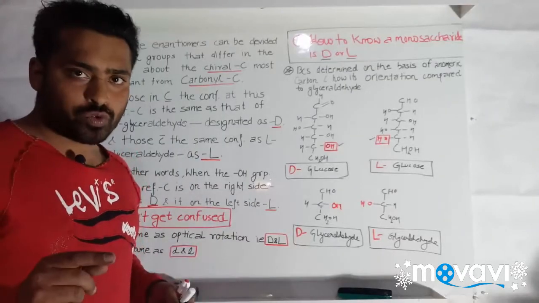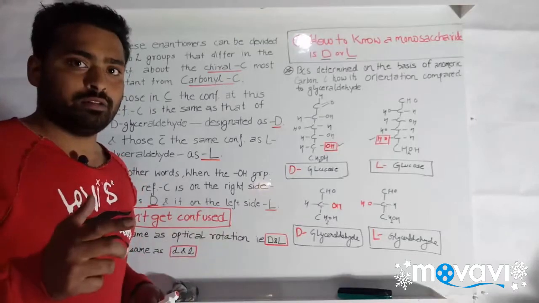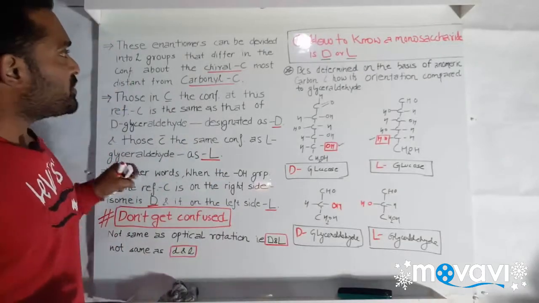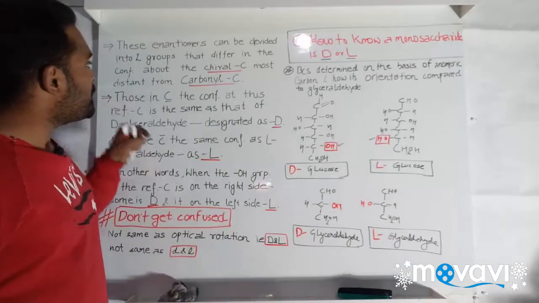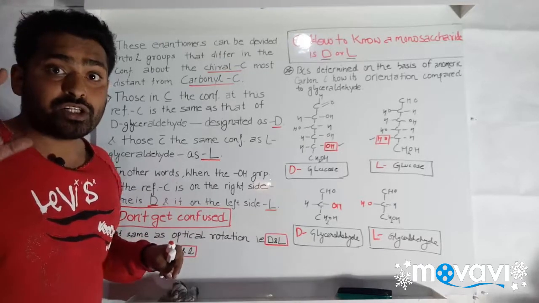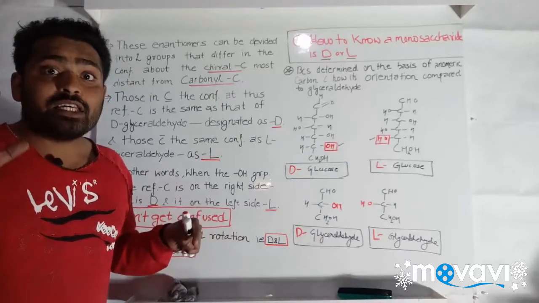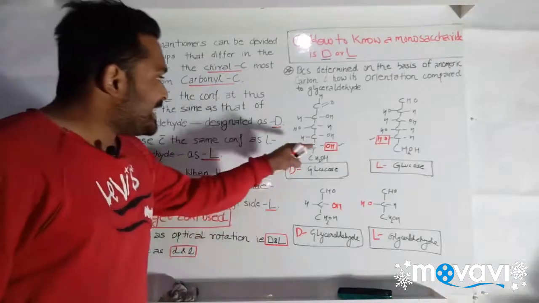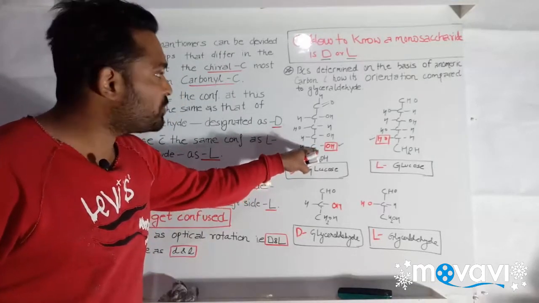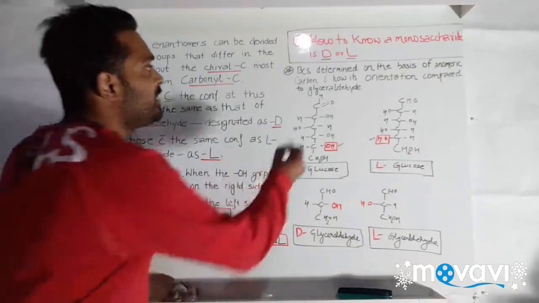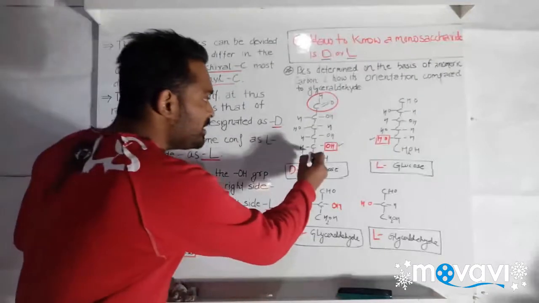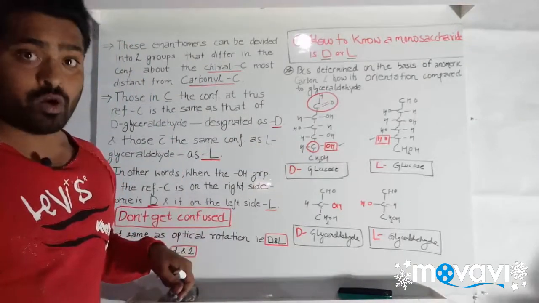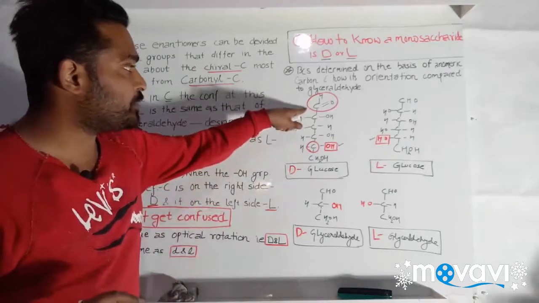Now how do we know if a given compound is D or L? For that we can group these enantiomers into two groups that differ in the configuration about the chiral carbon that is most distant from the carbonyl carbon. You understand? See here, this we know is the carbonyl carbon, and this one is the chiral carbon, the chiral carbon which is most distant or farthest from the carbonyl carbon.